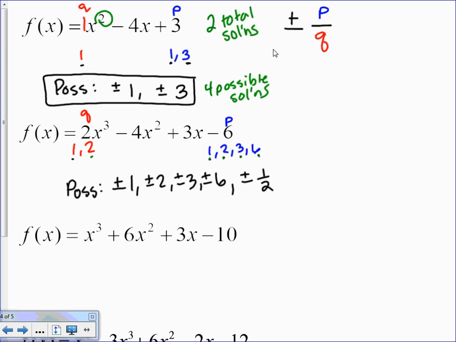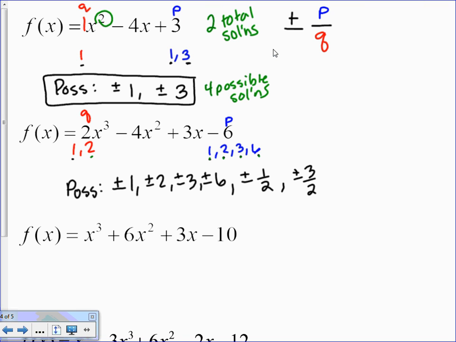Do you have a 2 over 2? Yeah, because 2 over 2 reduces to be 1, and 1 is already on the list. So I don't have to add a 2 over 2. Do I have to add a 3 over 2? Yes, that's new. I do not have a 3 over 2.